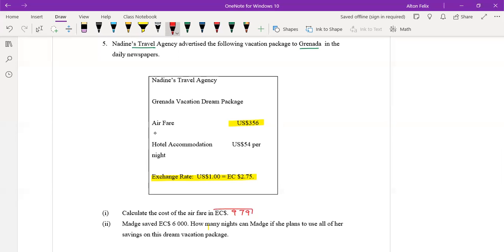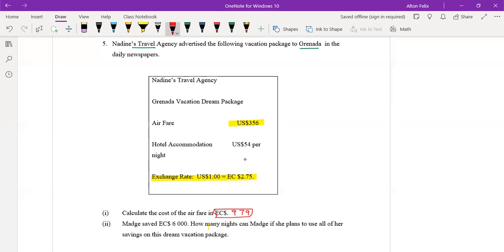Right? 979 EC dollars. March saves 6,000 EC. How many nights can March spend, if she plans to use all her savings on this dream vacation package? Okay, how many nights can she afford?